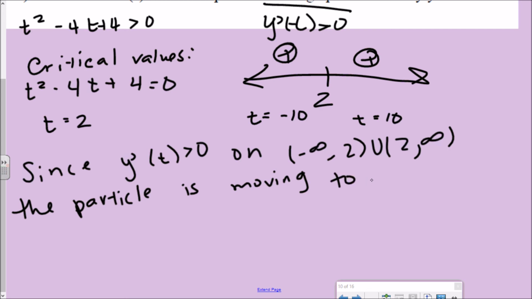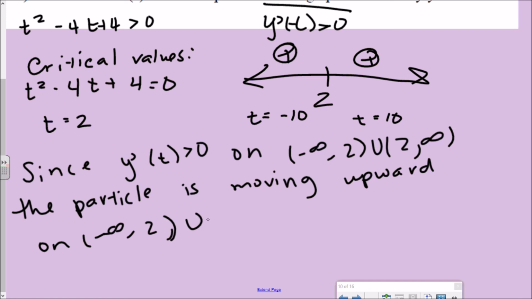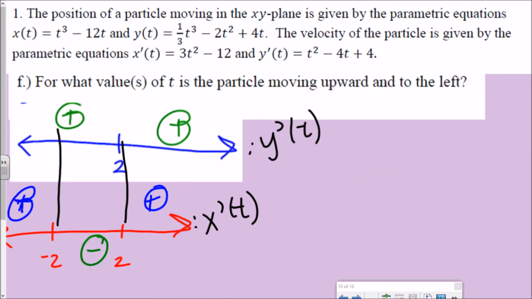Oh, so I don't want 2. Is moving upward on negative infinity to negative, or sorry, yeah, negative 2. No, I don't want that. Going crazy here. Negative infinity to positive 2, union 2 to infinity. All right, there we go. That's better. All right, and then our last example is this guy here.